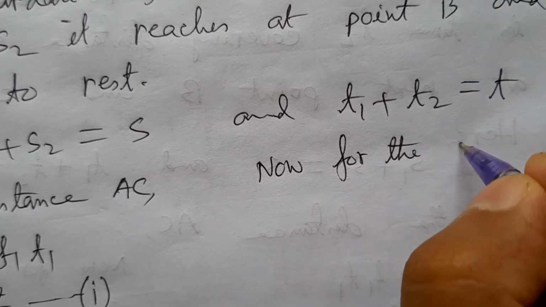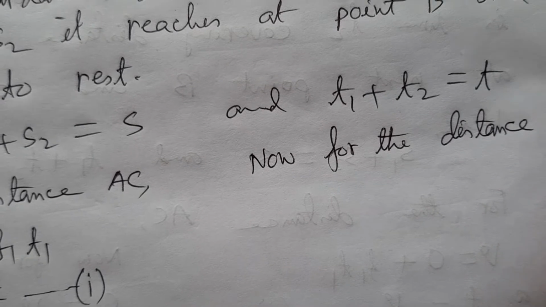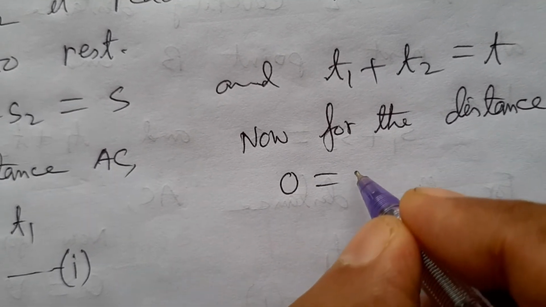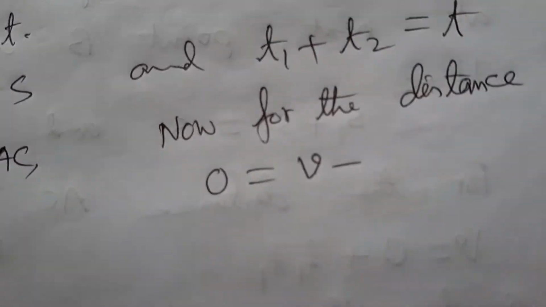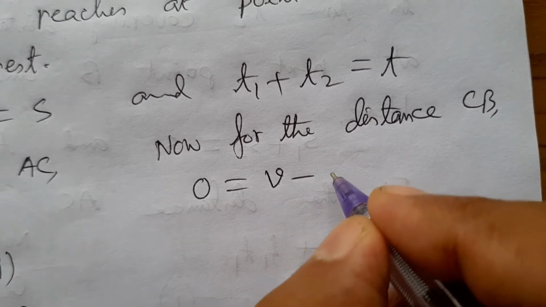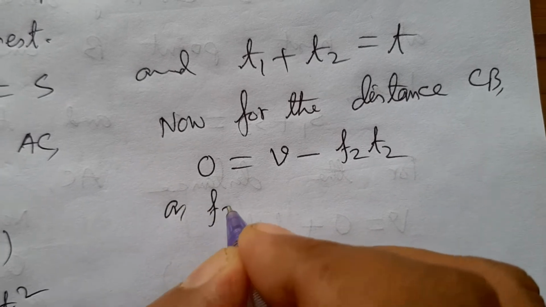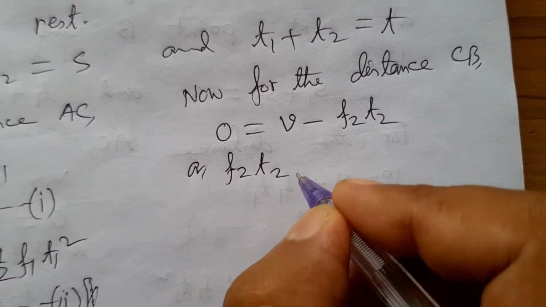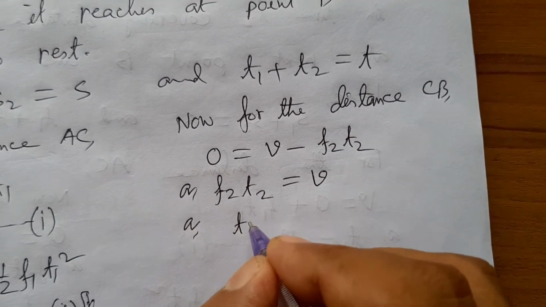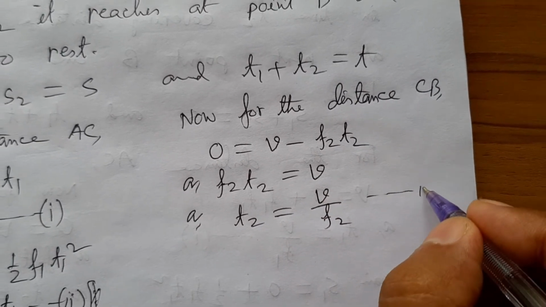Now for the distance CB, at first we apply the first formula, that is v = u − ft. Here v means 0, and there is retardation, so 0 = v − f2 t2. Here f means f2 and t means t2, so we can write f2 t2 is equal to v. So t2 is equal to v by f2. This is equation number 3.